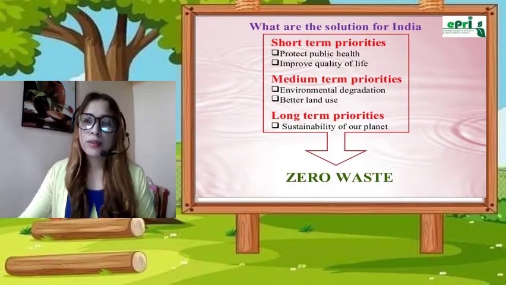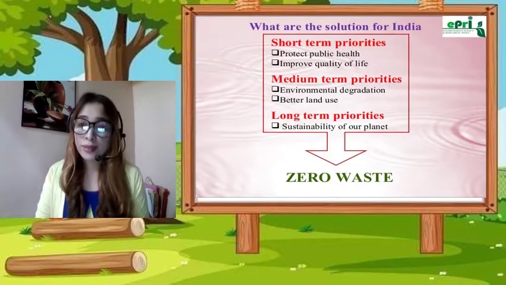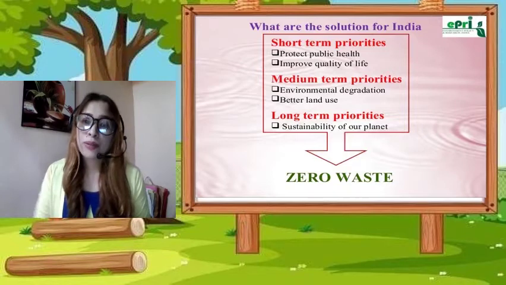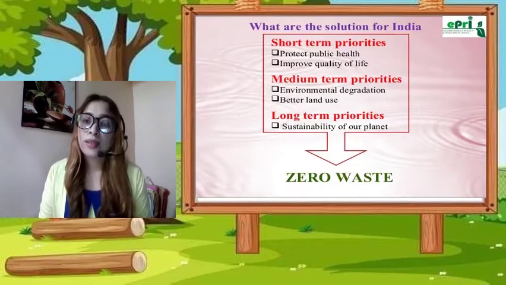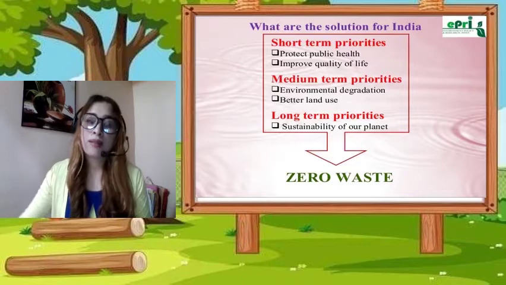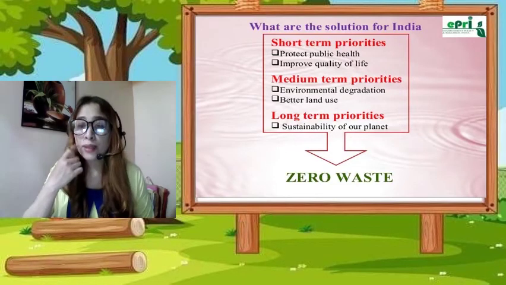Now, what is the solution? In India, they have this solution called zero waste. Zero waste is applied with short-term priorities to protect public health and improve quality of life, and medium-term priorities for environmental degradation and better land use, of course. And for the long term, their goal is to sustain the planet. That is why they are practicing zero waste. In the Philippines, we are also doing this already.